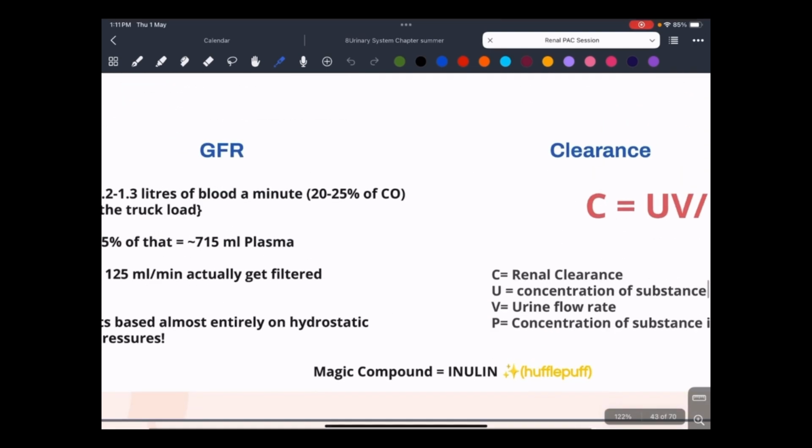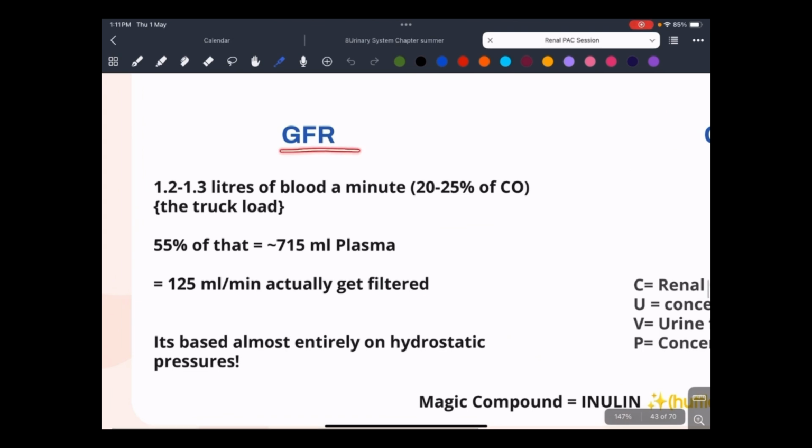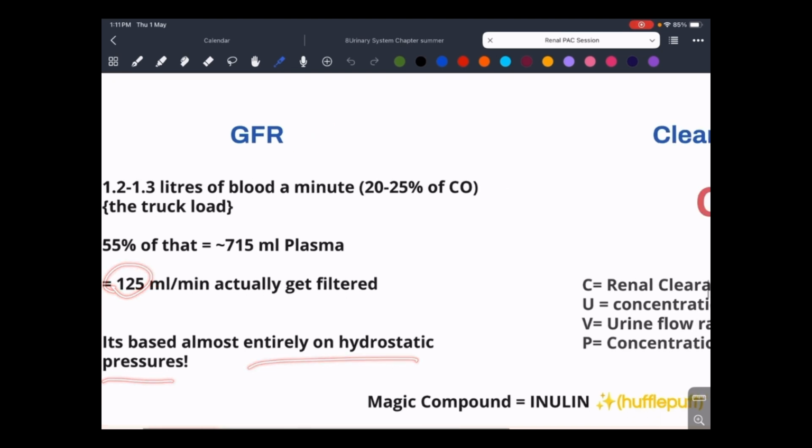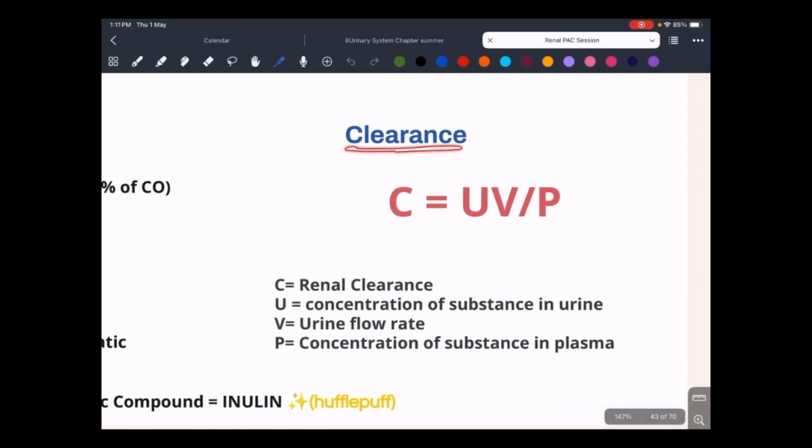So this is just a brief explanation of what GFR is. It's the amount that the kidney is filtering and rummaging through per minute, and that is 125, and it's based entirely on hydrostatic pressures. Now, clearance, right? So what's clearance, okay? Clearance is basically the rate at which a substance is completely cleared from the plasma by the kidneys per minute.